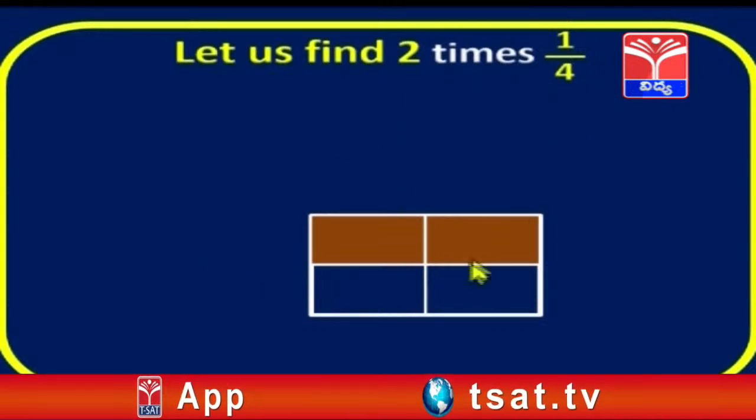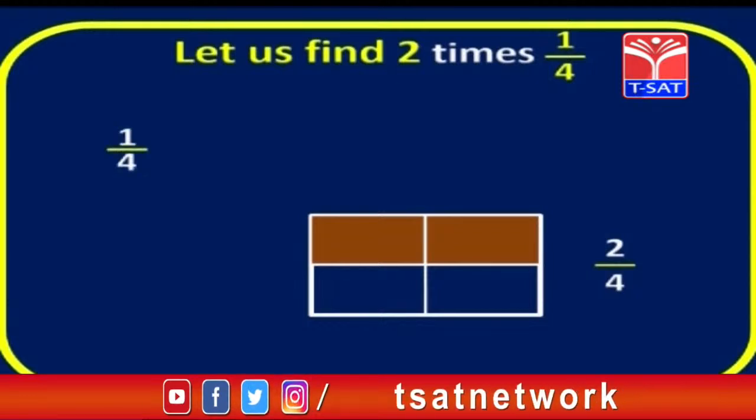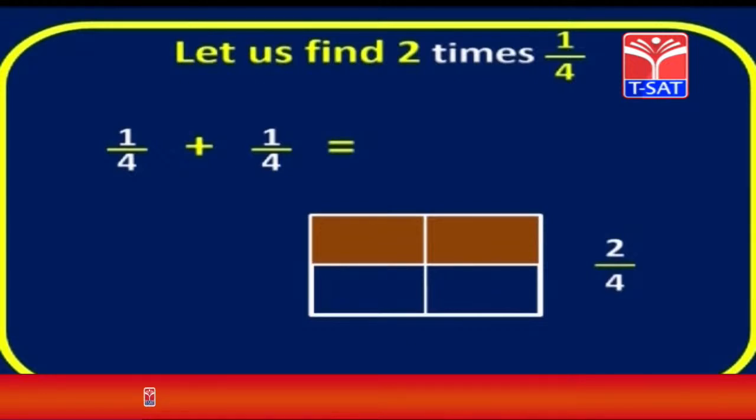Can you name this fraction? Yes, what it is? 2 by 4. So how we got this 2 by 4? By adding 2 1 by 4s. So 1 by 4 plus 1 by 4 is equal to 1 plus 1 by 4.